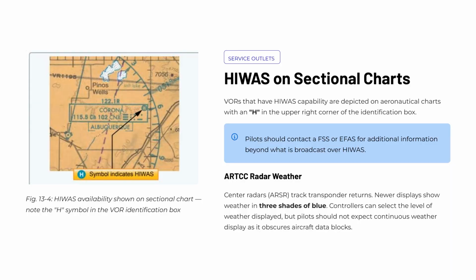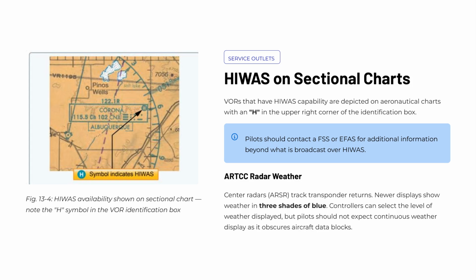When reviewing a sectional chart, you can quickly identify which VORs offer AWOS capability by looking for the letter H in the upper right corner of the VOR identification box. This simple symbol tells you that hazardous in-flight weather advisories are being continuously broadcast on that station's frequency. Keep in mind that AWOS provides a summary broadcast, so if you need more detailed or specific weather information, you should contact a flight service station or en route flight advisory service for assistance.